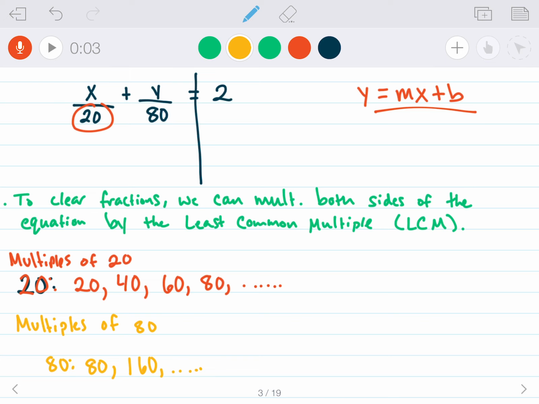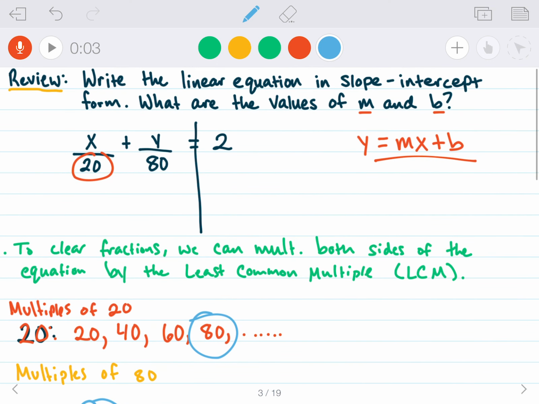What's the least common multiple of 20 and 80? Well, that's going to be 80, right? Because 80 is a multiple of both 20 and 80, and it's the smallest number that's common to both of them. Okay? So least common multiple is 80. So what we can do is we can multiply both sides by 80 to clear those fractions.